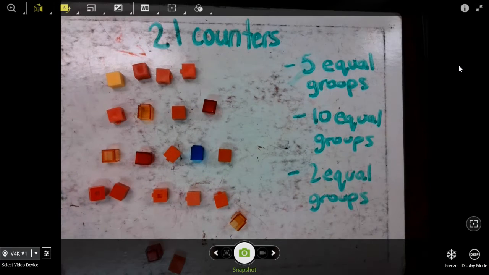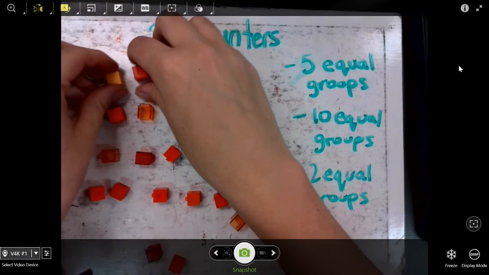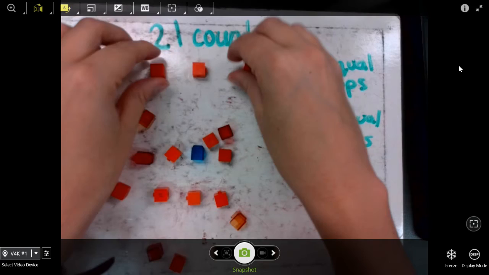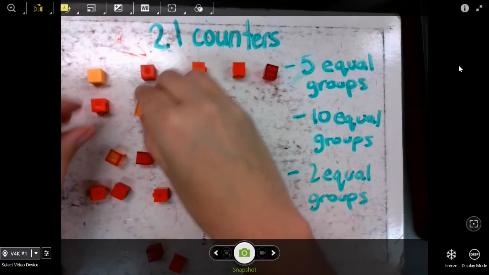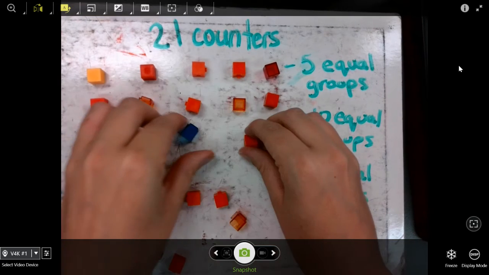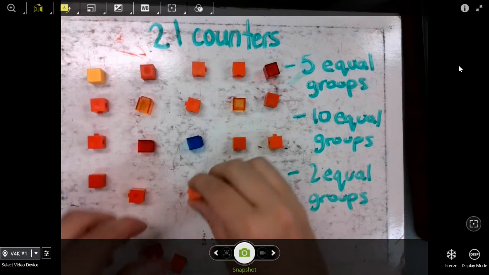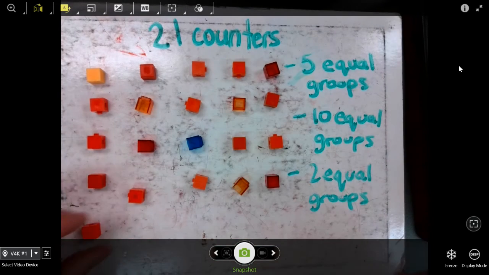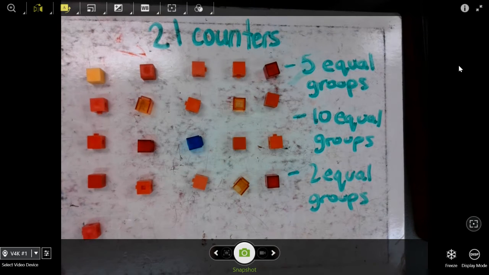All right, so I have 21 counters. I'm going to see if I can make 5 equal groups. Let's see. 1, 2, 3, 4, 5. 1, 2, 3, 4, 5. Oh, do you see I cannot make 5 equal groups of 21?